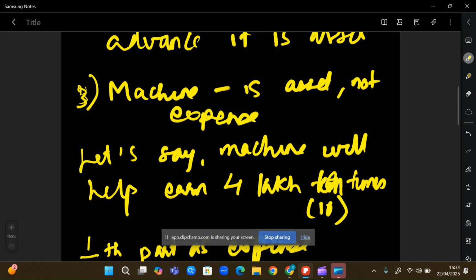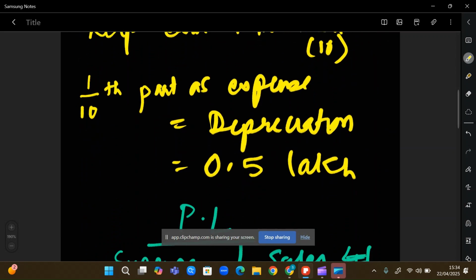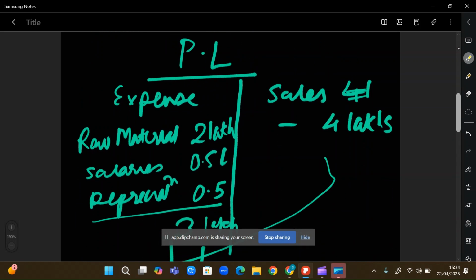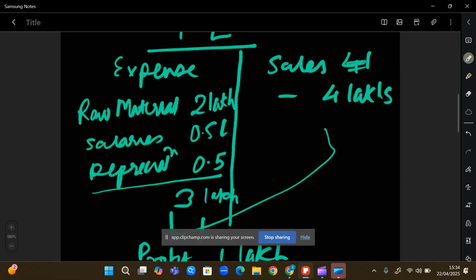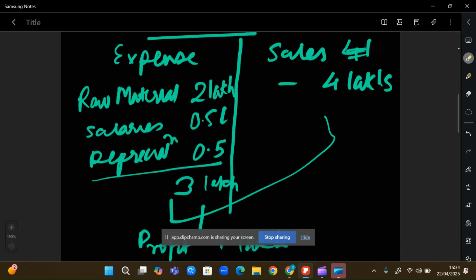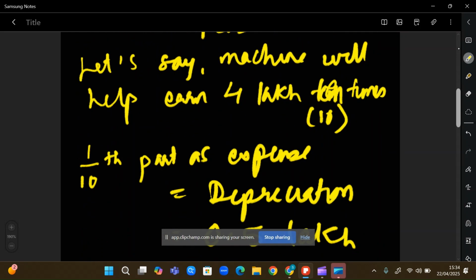Let's say the machine will help earn 4 lakh rupees 10 times. So the depreciation would be 1 by 10 of 5 lakhs, that is 50,000 rupees. Now we write the P&L statement again. Expense on raw material remains the same, salary is 50,000, depreciation 0.5, total 3 lakhs, sales is 4 lakhs, so the profit is 1 lakh. We have ignored the inventory part; we will come to the impact of inventory later on.